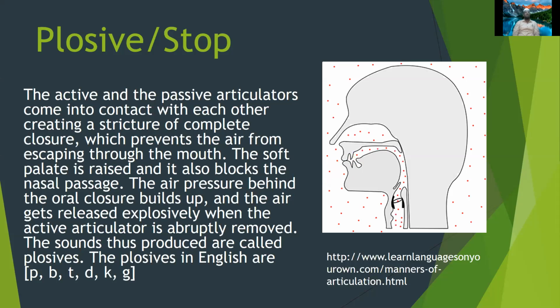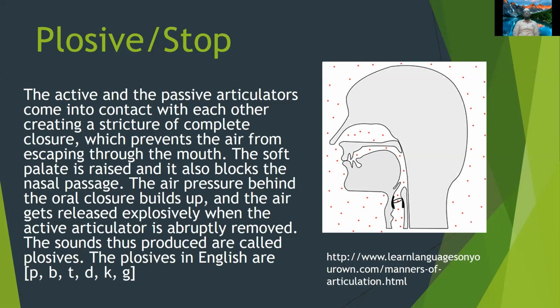The air pressure behind the oral closure builds up and the air gets released explosively when the active articulator is abruptly removed. Repeat, the air pressure behind the oral closure builds up and the air gets released explosively when the active articulator is abruptly removed. The sounds thus produced are called plosives.